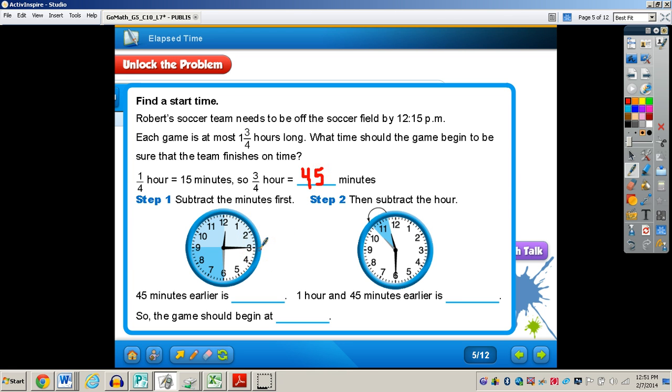What we need to do first of all is subtract the minutes first. So we are going to subtract 45 minutes from 12:15, and that's going to give us 11:30 a.m. Then after that we are going to need to subtract an hour from there, and that's going to give us 10:30. So the game should begin at 10:30 a.m.